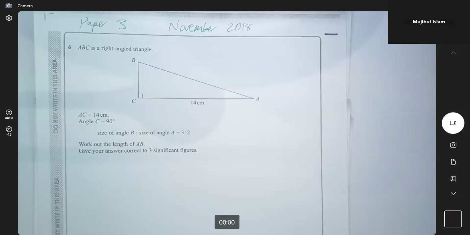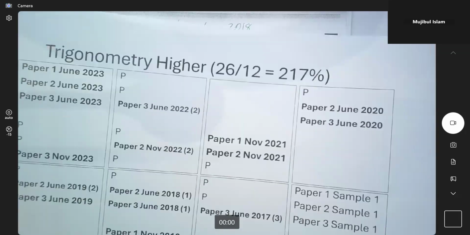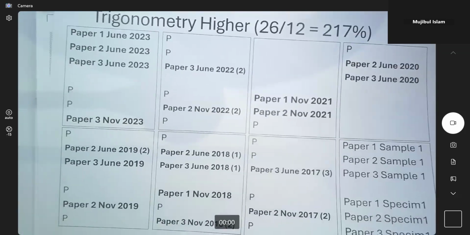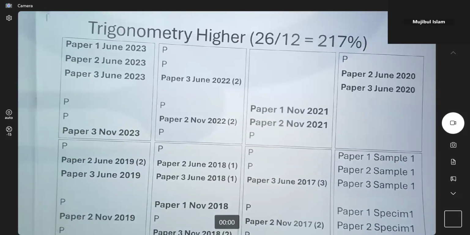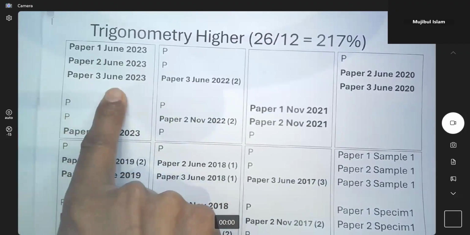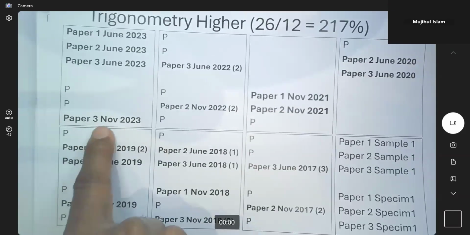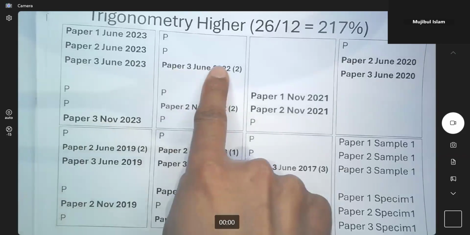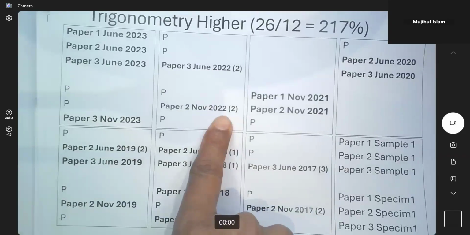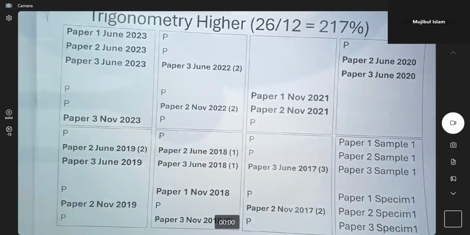Before we go into problem solving territory, I did say to you to remind me about something which no one has done. This is how important trigonometry is. Every single paper year, there's a question on trigonometry. In June 2023, paper 1, paper 2, paper 3 had a trigonometry question. November 2023, there was a question on paper 3. June 2023, there were 2 questions. Paper 2 in November 2022 had 2 questions that involved trigonometry.